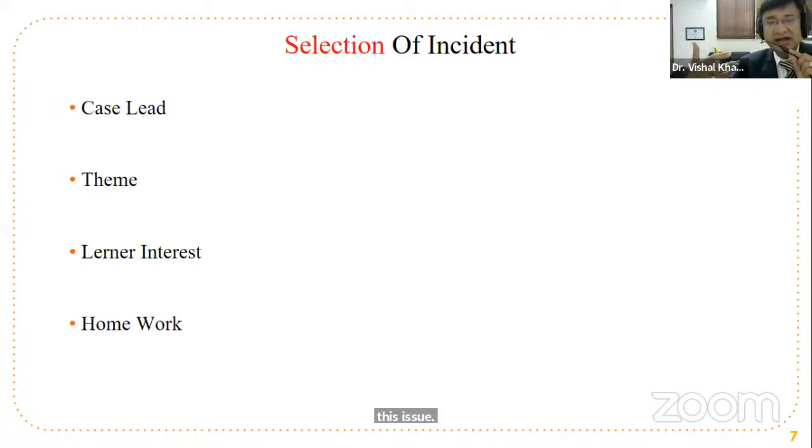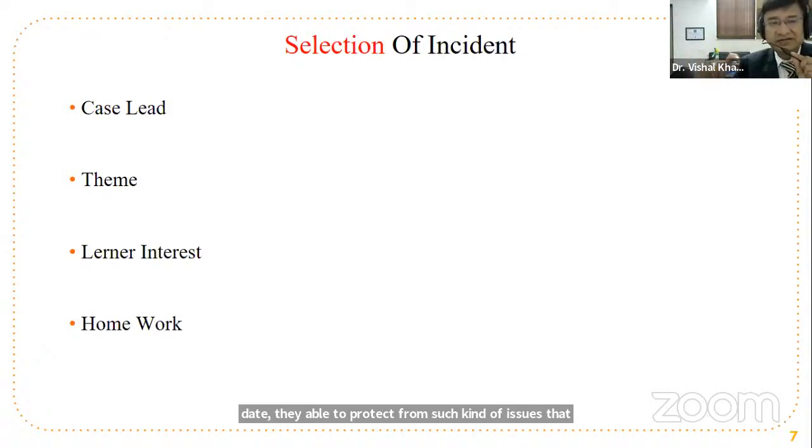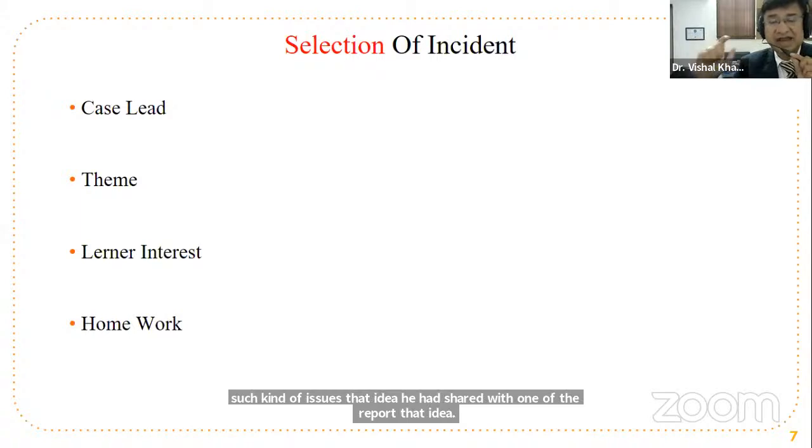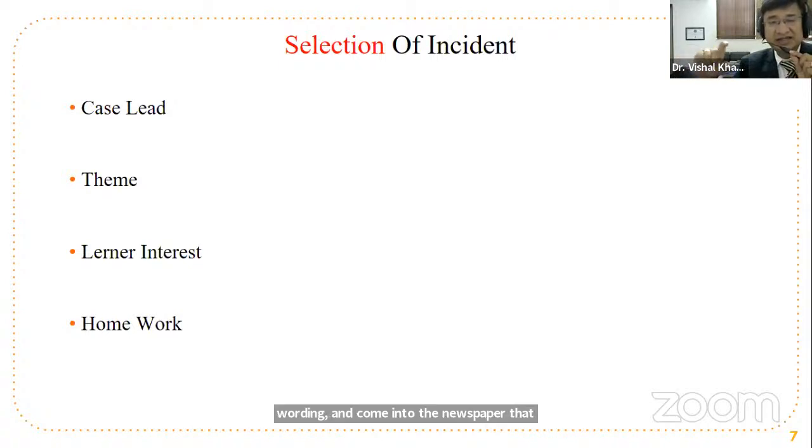Can I provide a reasonably priced solution in the form of a four-wheeler so that they are protected from such kinds of issues? That idea he shared with one of the reporters. That idea was converted into a verdict and came into the newspaper: Ratan Tata is coming with the Lakh car, a $2,500 car. Now it became a challenge for Ratan Tata to make the car for only $2,500. Then he decided, I took this challenge and will prove it.